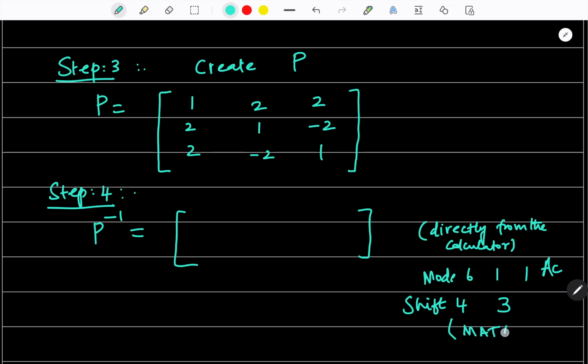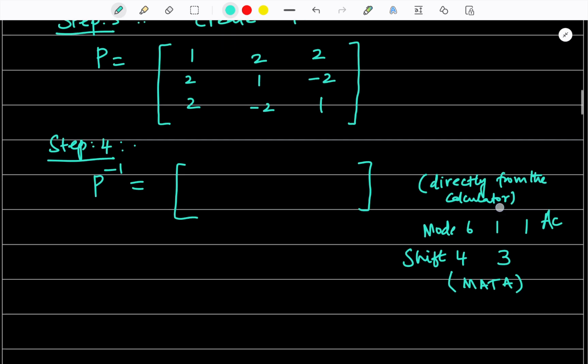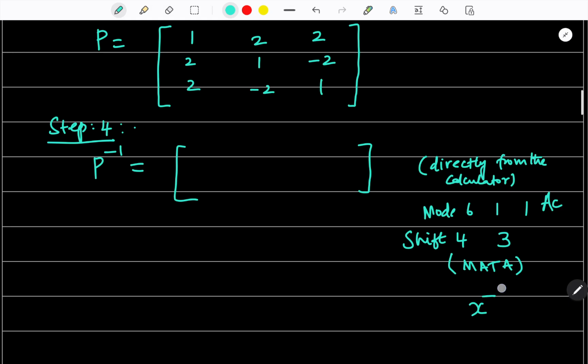The screen will be like this: Mat A. Please use the brackets on both sides, and then move the cursor to the end. Then press the X inverse button and press equal. If you press equal, you will get P inverse: 1 over 9.